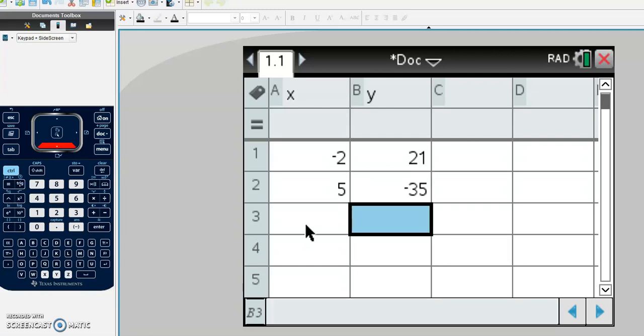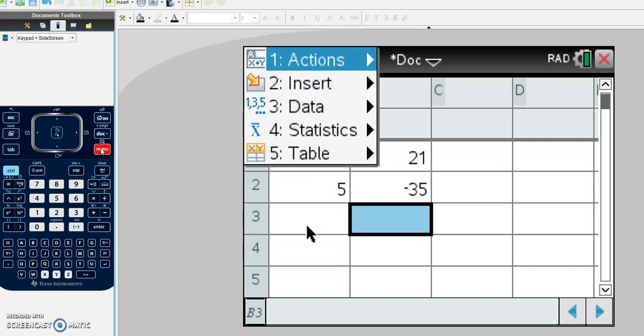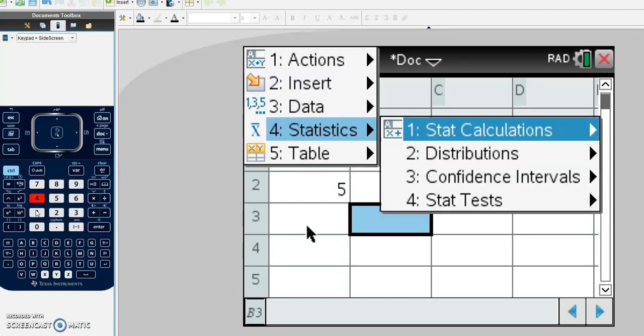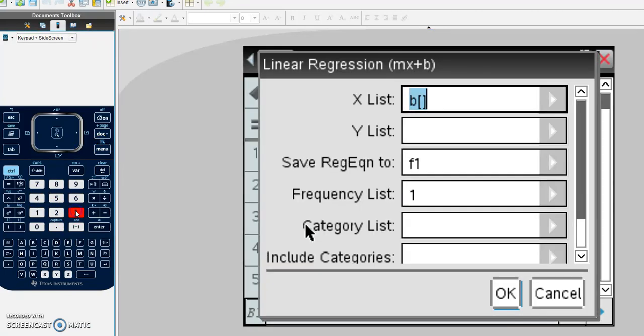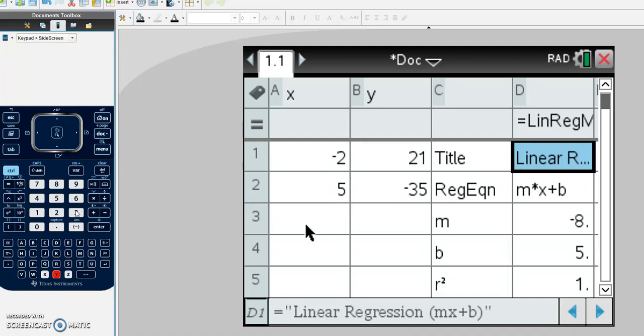Once I have that in there, all I have to do is go to Menu, 4, 1, and then 3, and type in x for the x list and y for the y list, and then enter. And you can see that my slope, the m, is -8, and my y-intercept is 5. So my answer for number 5 would be y equals -8x plus 5.